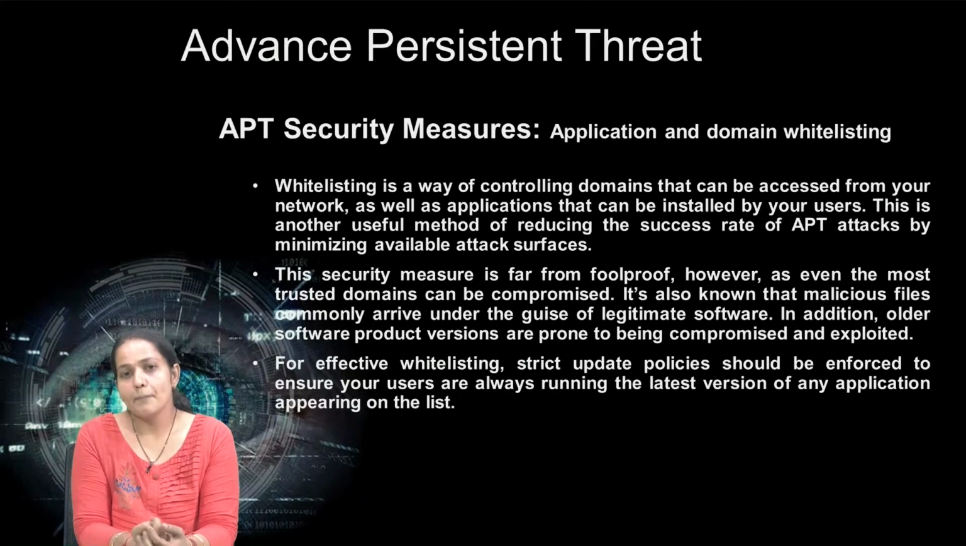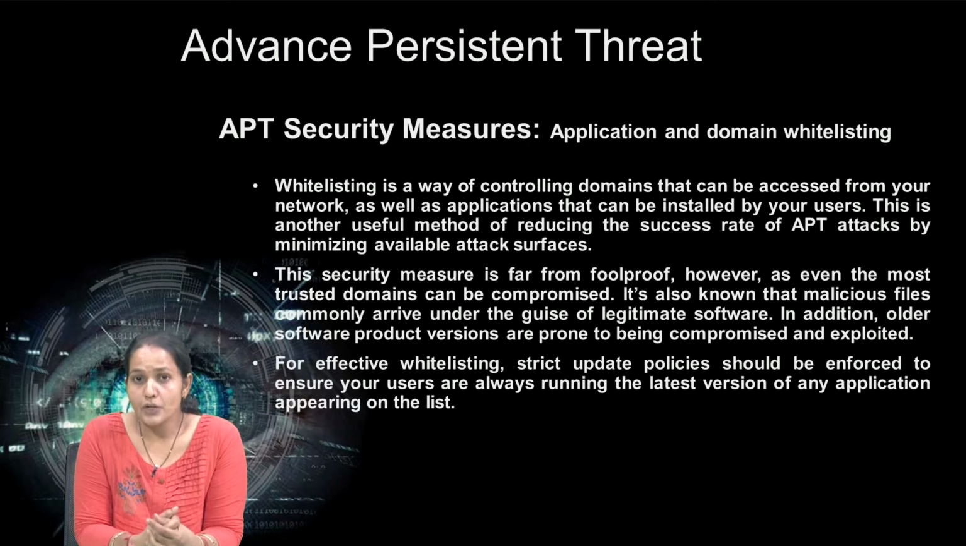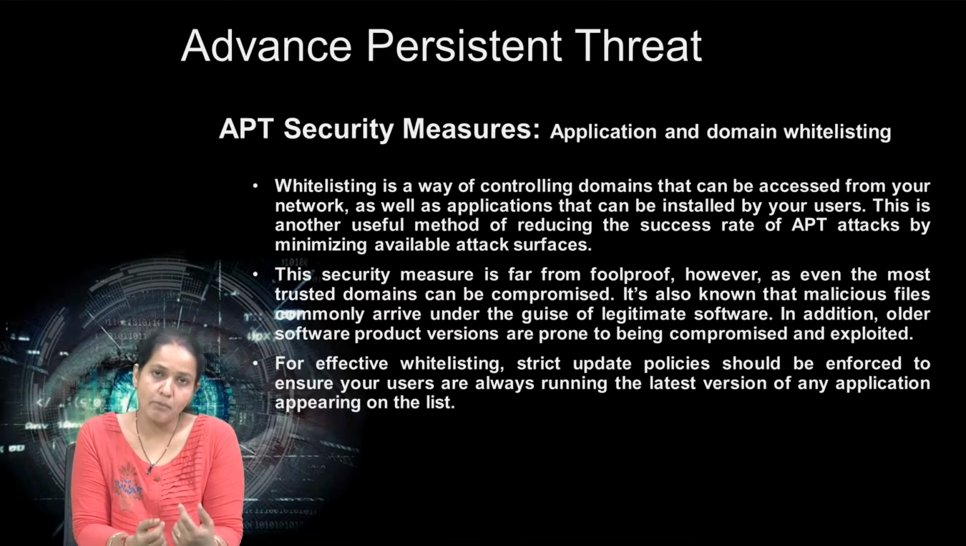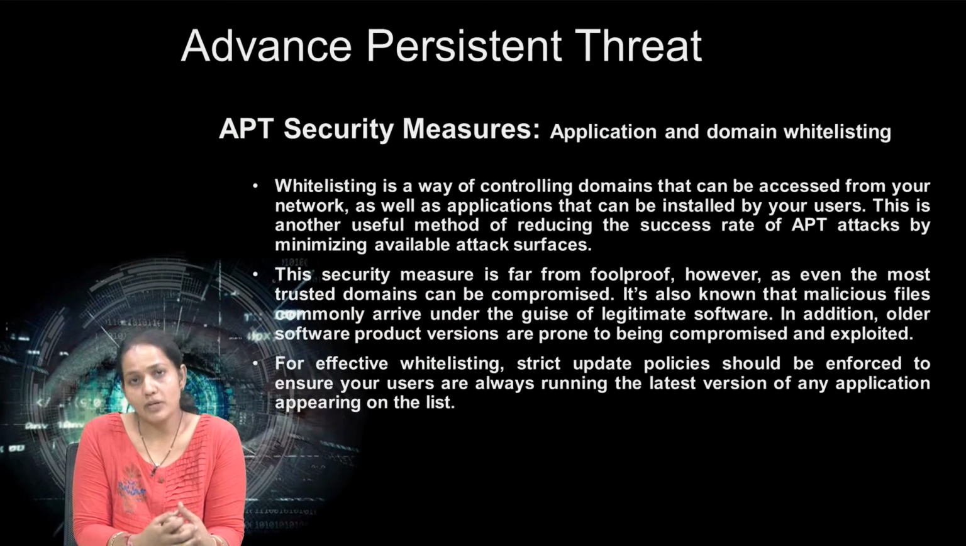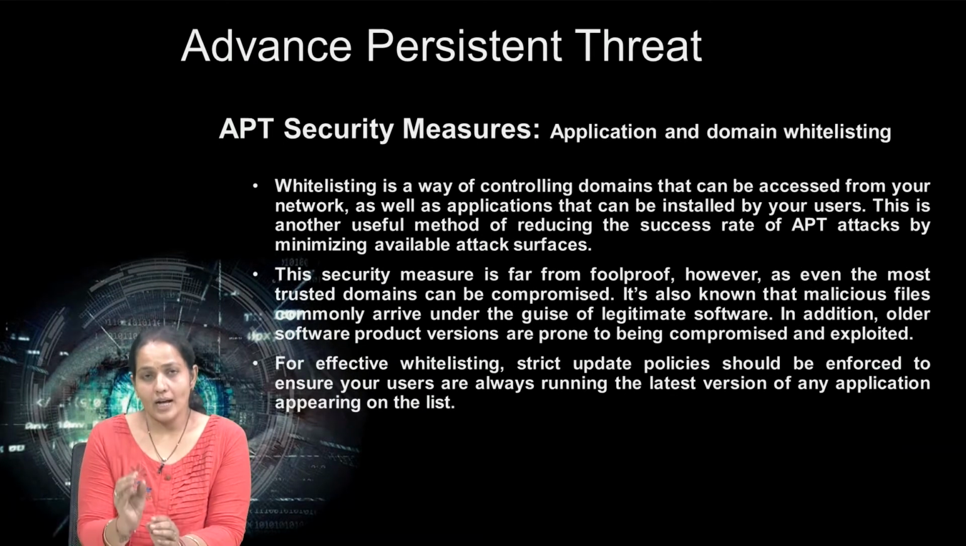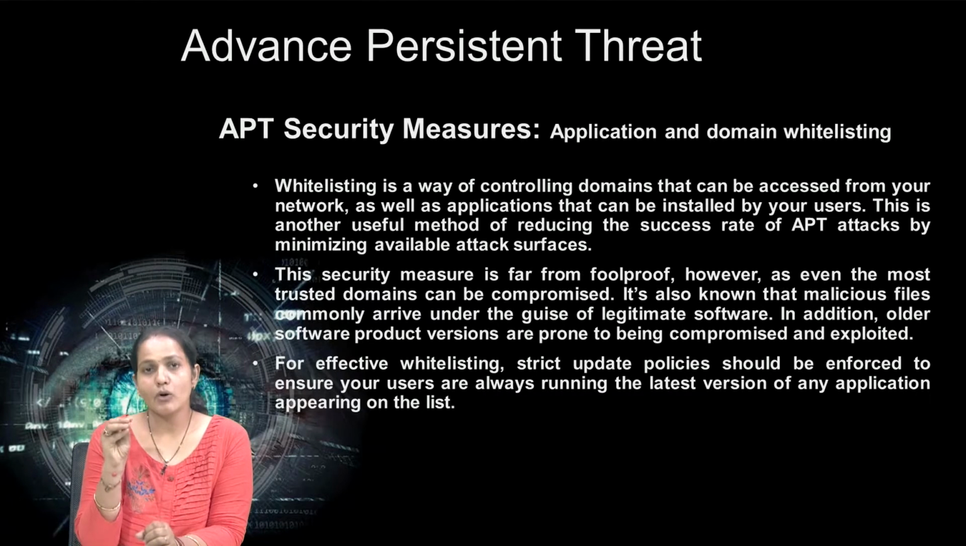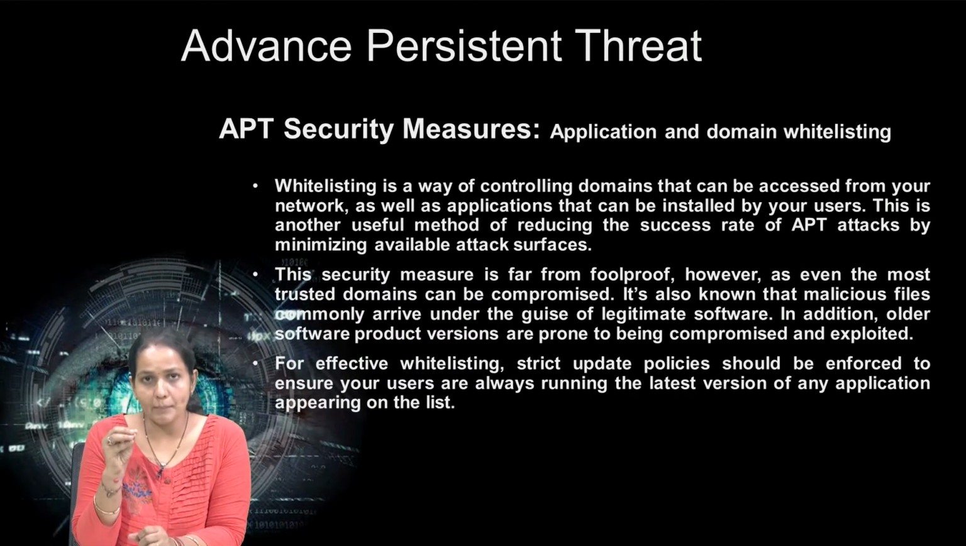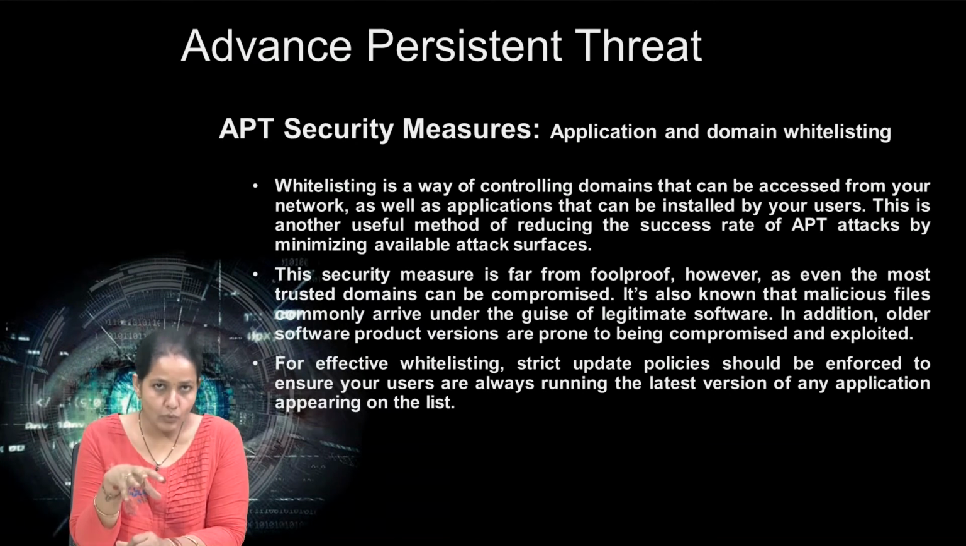Another measure is application and domain whitelisting. Whitelisting is a way of controlling the domains that can be accessed from your network, because what is the first step of APT? Getting entry to the network. In application whitelisting, the organization has to define the whitelist: these are the only software or applications installed on particular shared nodes or nodes available in the network. So, what will it do?